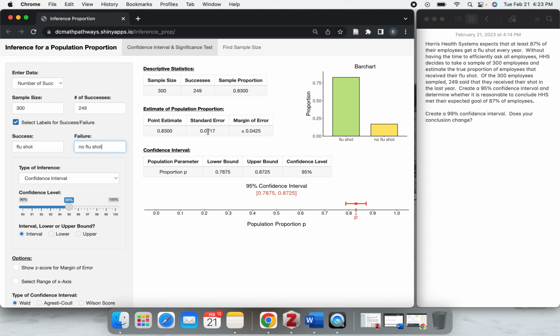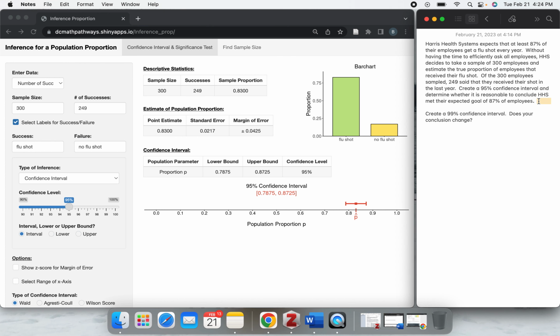I calculated the standard error for us and the margin of error. And remember, the margin of error is how far away the bounds are from the point estimate. Our bounds, this part here and this part here, would be about 0.04 from 0.83. And what that gives us is a confidence interval of 0.7875 to 0.8725. So that is our confidence interval.